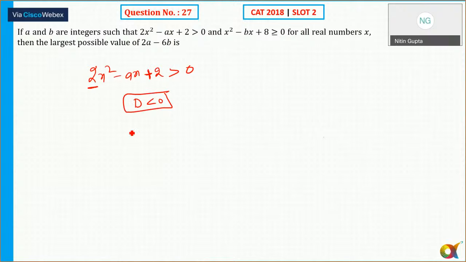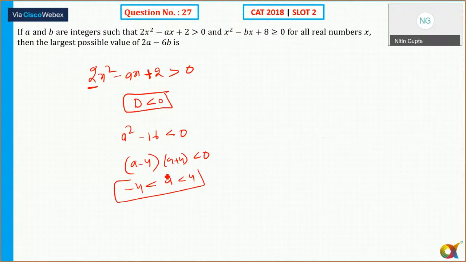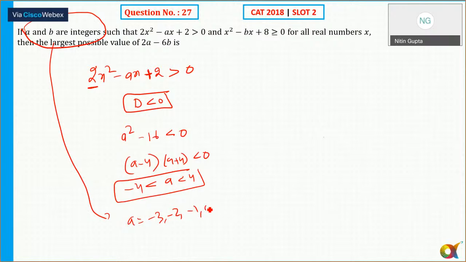So what is the discriminant? b squared minus 4ac, that is a squared minus 4ac. 4 into 2 is 8, 8 into 2 is 16. So a squared minus 16 is less than 0. Which means a minus 4 into a plus 4 is less than 0. So a lies in the range minus 4 to plus 4, and a is an integer. Remember, a is an integer here, guys. So the possible values of a are minus 3, minus 2, minus 1.